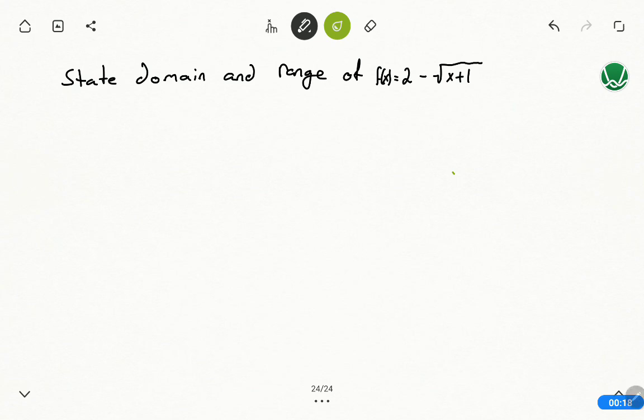Well, inside affects x values in the opposite way. I see x plus 1 on the inside, so I know my transformation rule is going to be x minus 1.